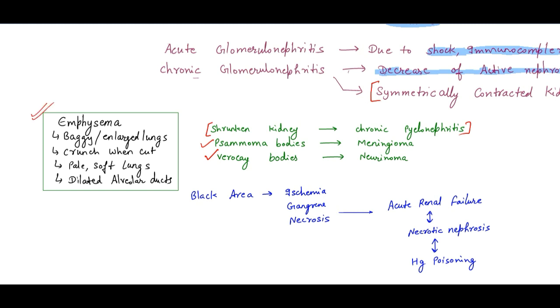So what is emphysema? Emphysema we will discuss again in physiology. For now, for the pathomorphology, this is the question. If there is a question about emphysema, you will find baggy enlarged lungs that crunch when cut, pale and soft lungs, and dilated alveolar ducts. So if you find a question about baggy enlarged lungs along with crunching when cut, pale and soft lungs, and dilated alveolar ducts, go for emphysema.